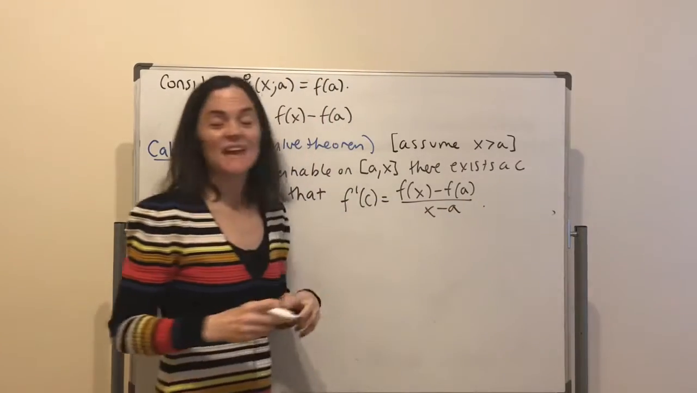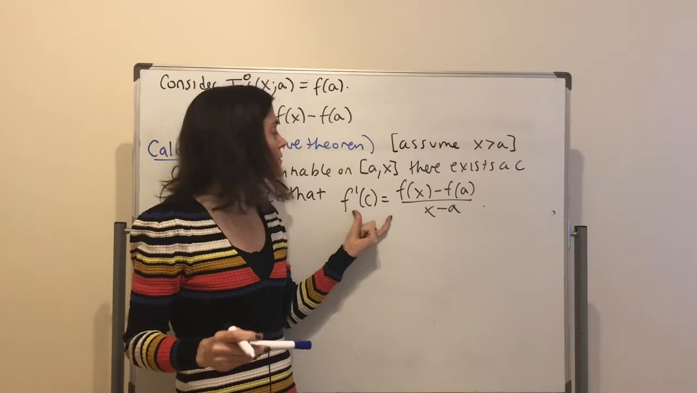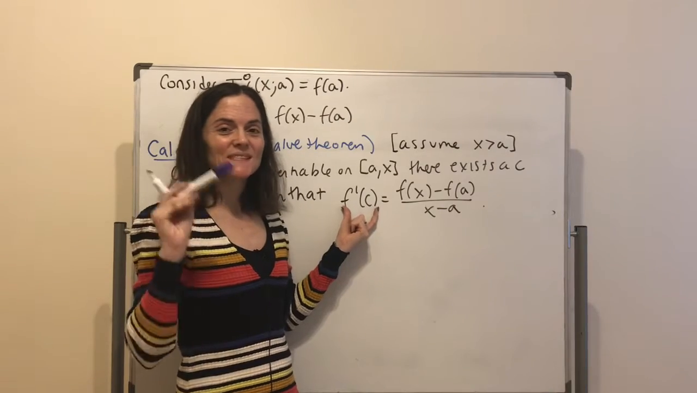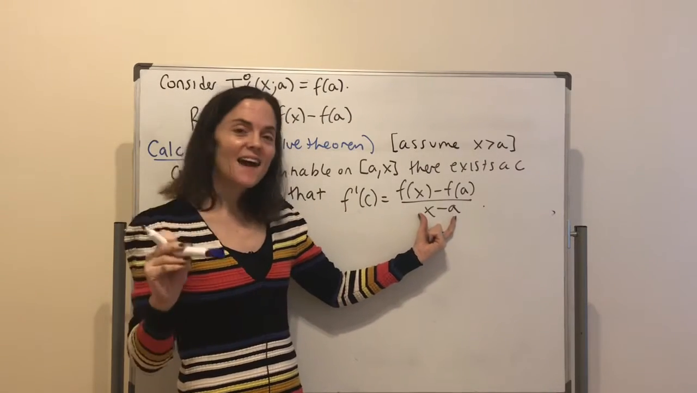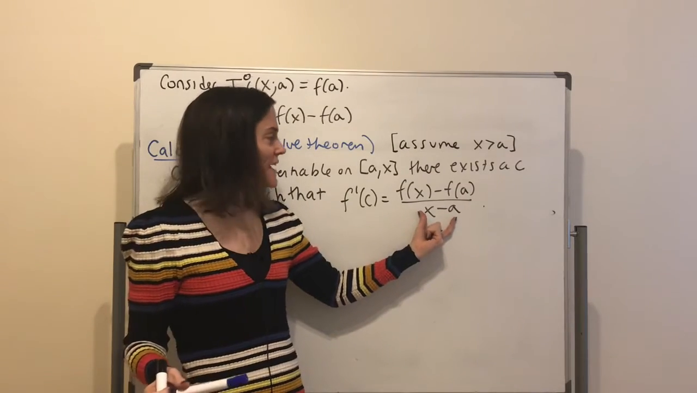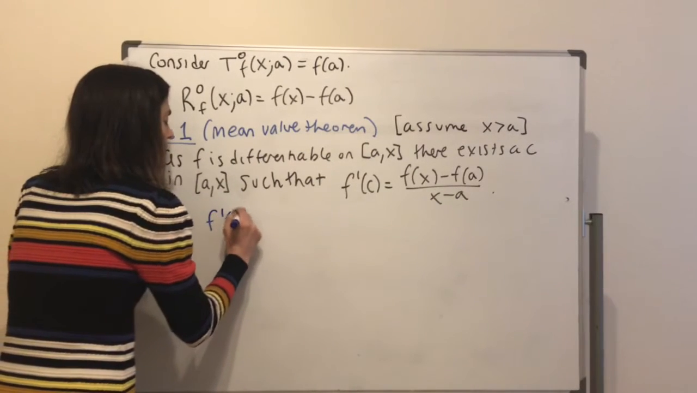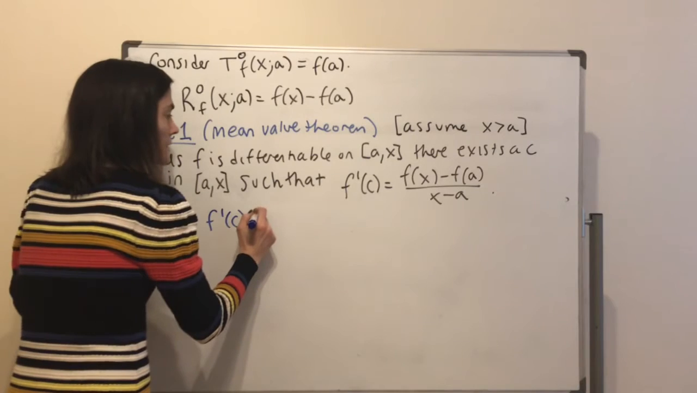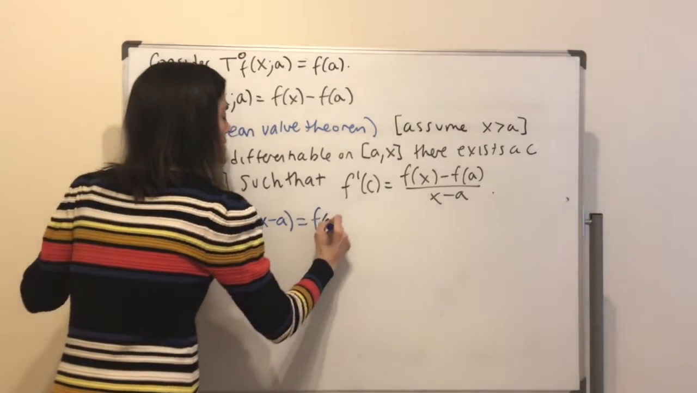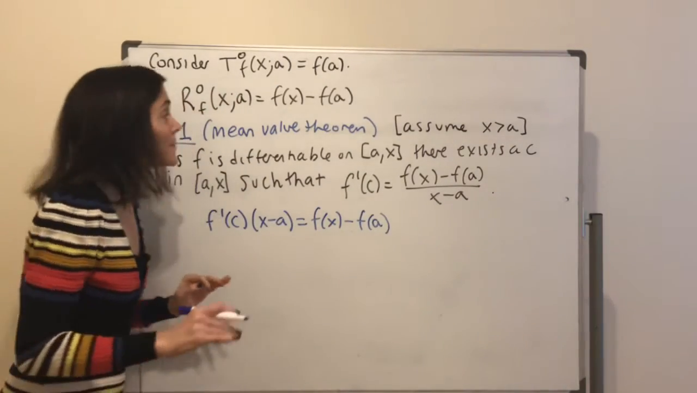It says that if you are on some interval, then there is some c in the interval such that the instantaneous rate of change at x equals c equals the average rate of change over the interval. This is the mean value theorem from Calc 1. And for example, if I multiply through, I get f prime of c times x minus a equals f of x minus f of a. This is directly from the mean value theorem.